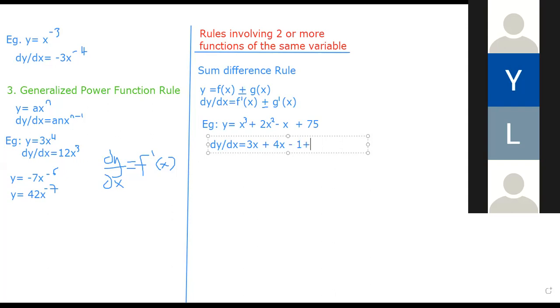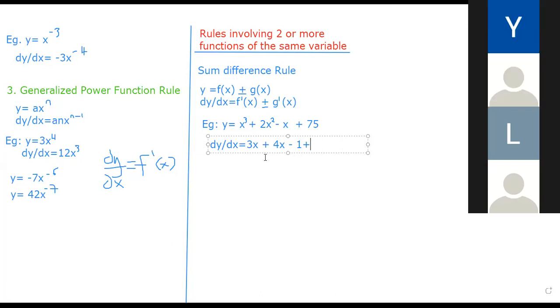Then, plus, when I differentiate 75, what do I get? Zero. 75 is a constant. So you see that in this particular example, I have applied all the three basic rules. I have applied the constant rule, the power function rule, and the generalized power function rule. So you get zero, you don't bring it.